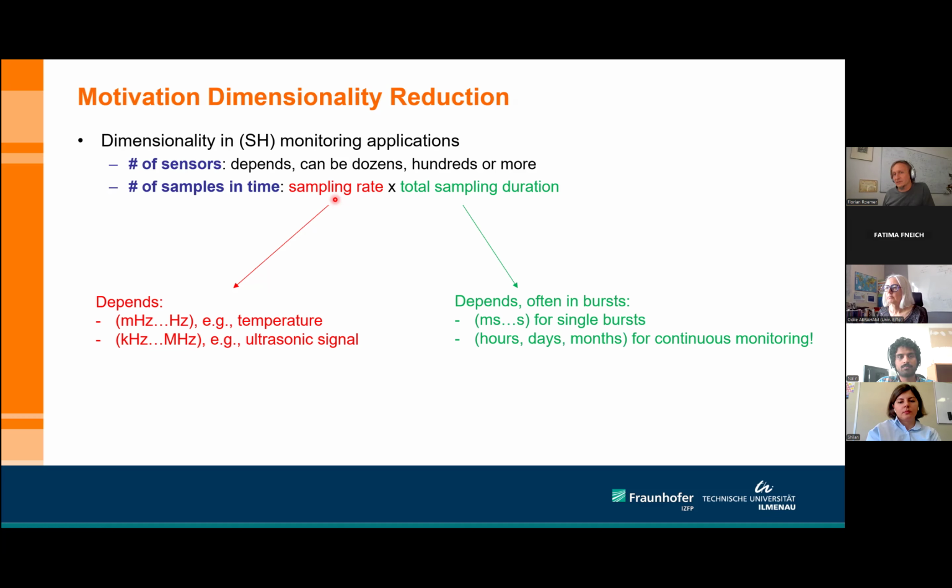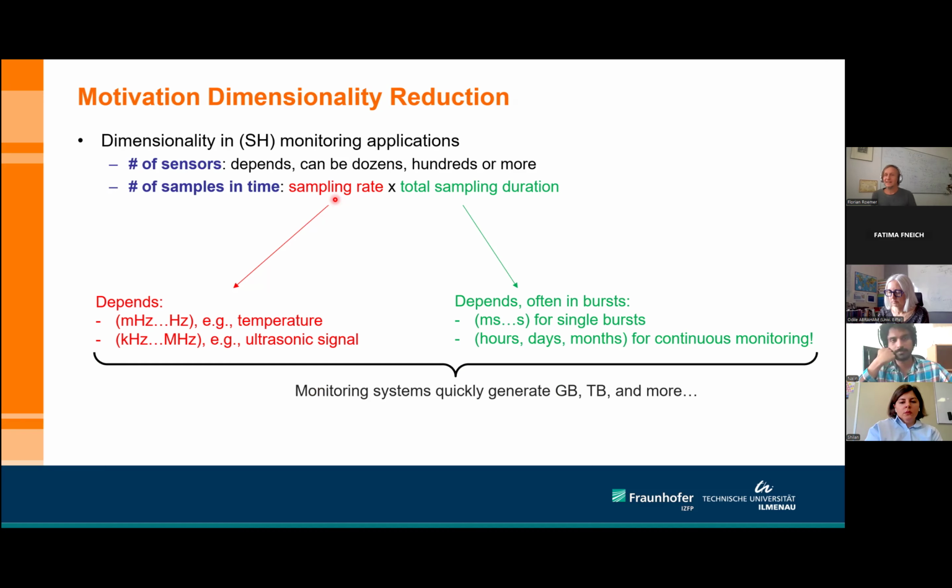But very often we sample in bursts. So one burst could be milliseconds, microseconds if you're talking megahertz, or maybe seconds. But then there's going to be repetition of those bursts, and they could go on for hours, for days, for months, sometimes years. So if you multiply everything together, what you find is your mileage may vary a lot. But very quickly, in many monitoring applications, we generate gigabytes, we generate terabytes, and sometimes even more than that.